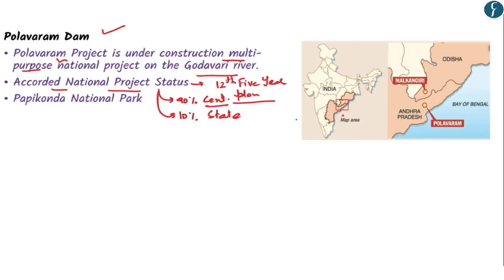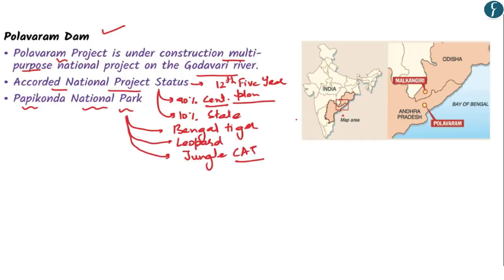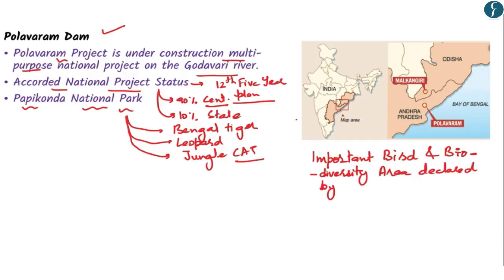Now, as far as Polavaram Dam is concerned, Papikonda National Park is also situated nearby. And this Papikonda National Park is famous for Bengal tiger, leopard, and jungle cat. King cobra is also found in the Papikonda National Park. Now, it is also important to understand that Papikonda National Park has also been attributed the status of important bird and biodiversity area declared by BirdLife International Organization.